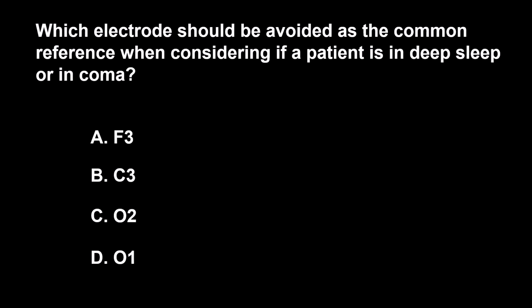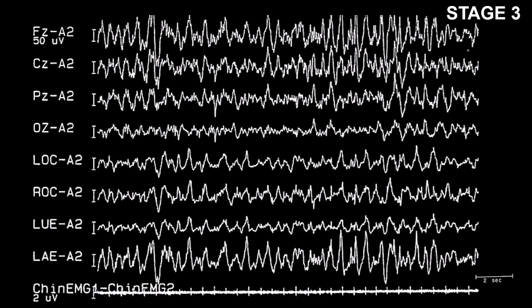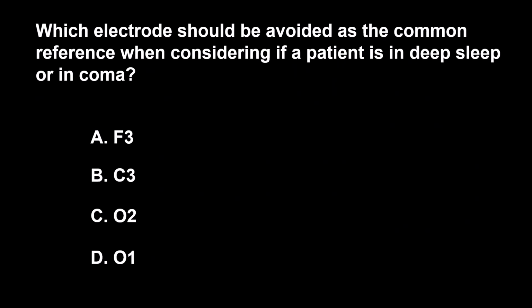Next question. Which electrode should be avoided as the common reference when considering whether a patient is in deep sleep or in coma? A. F3, B. C3, C. O2, D. O1. As you can see in this frame, the amount of slow activity in the frontal lobes is more prominent than the activity in the occipital lobe during stage 3 sleep. Hence, during coma, the amount of slow wave activity should be judged over the occipital and central regions more reliably than in the frontal region. So the answer to this question is A.